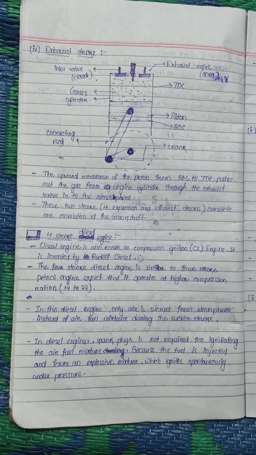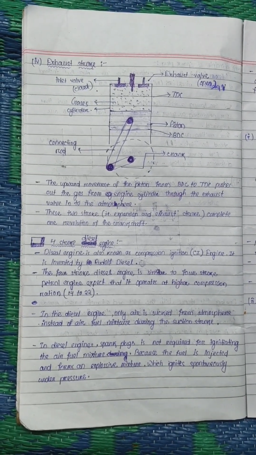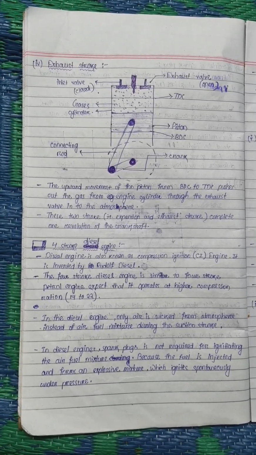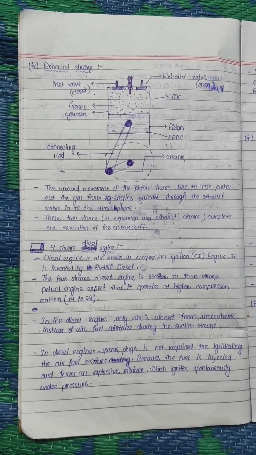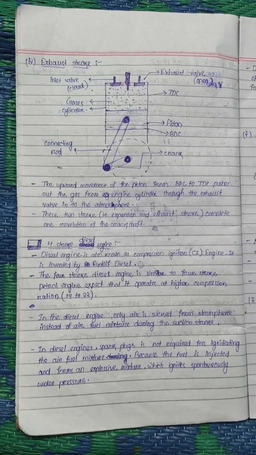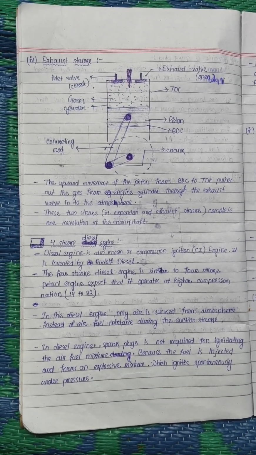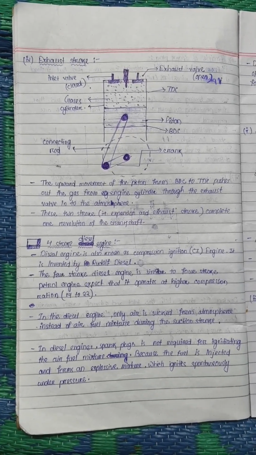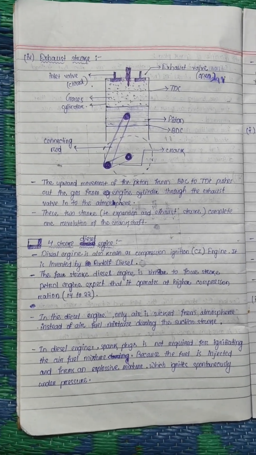Now we are moving on to the four-stroke diesel engine. A diesel engine is also known as a compression ignition (CI) engine. It was invented by Rudolf Diesel. The four-stroke diesel engine is similar to the four-stroke petrol engine, except that it operates at a higher compression ratio, from 14 to 22.